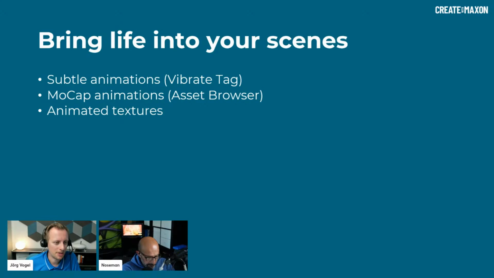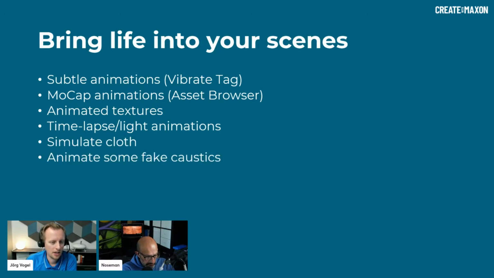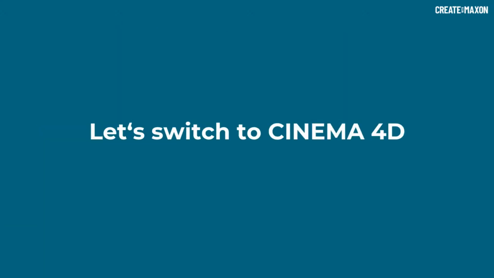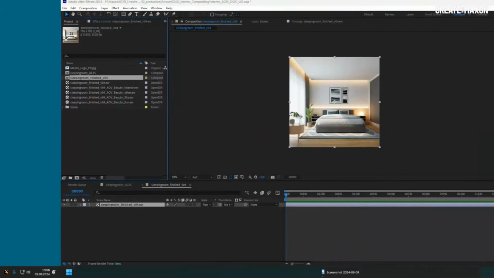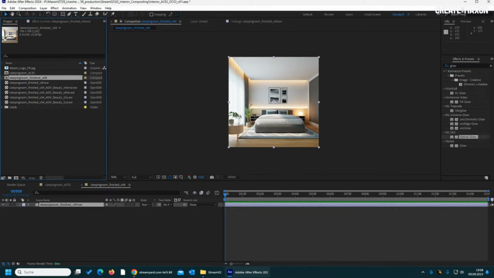We also have some animated textures I will show you later. We have some time-lapse lighting animations, and we simulated some cloth. Not only cloths, but also some trees were animated. And at the end, we had those caustics that were actually not real, because this would have rendered forever. So we searched for a way to just fake it. So let's switch over so we can have a look here.